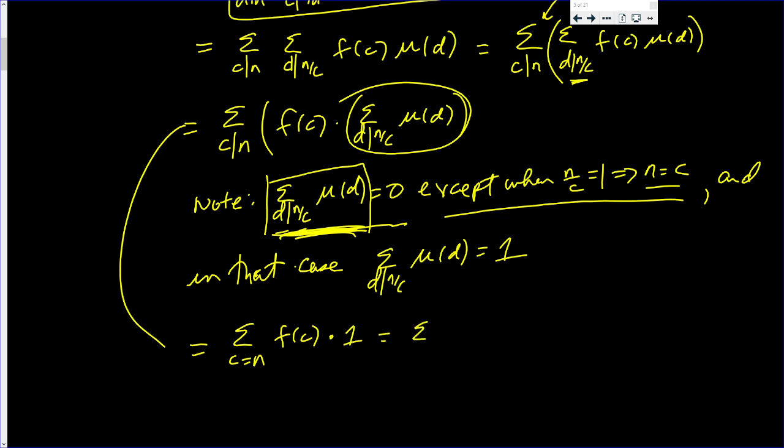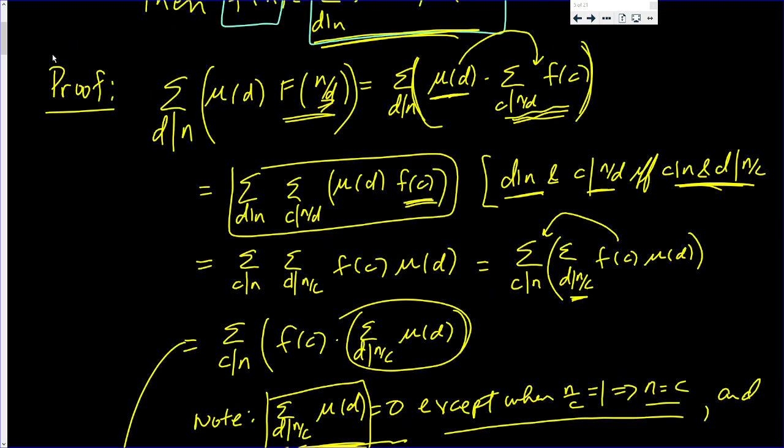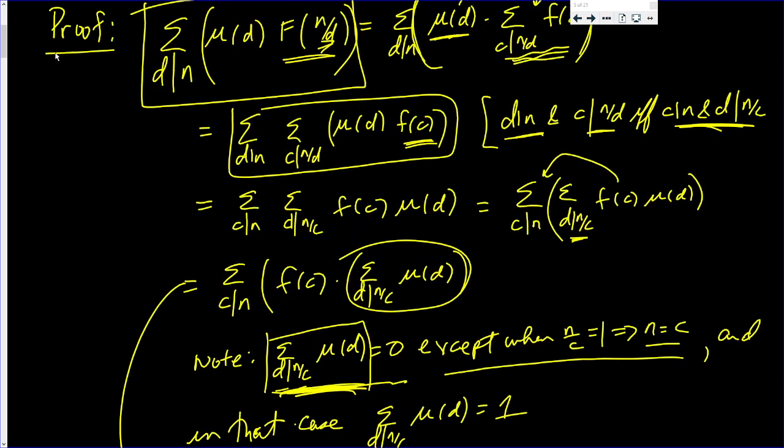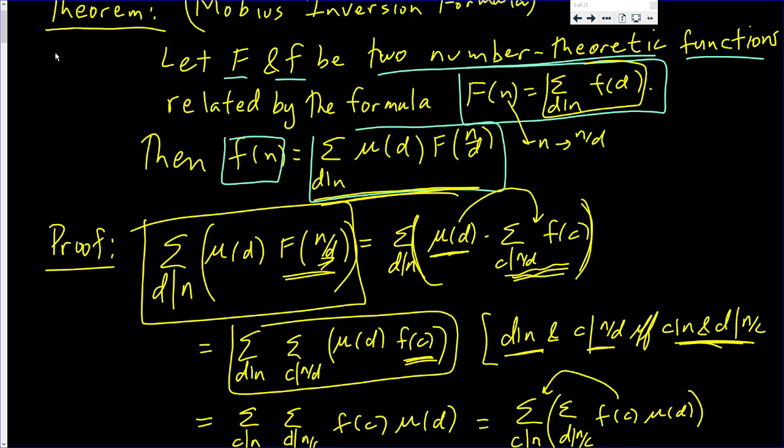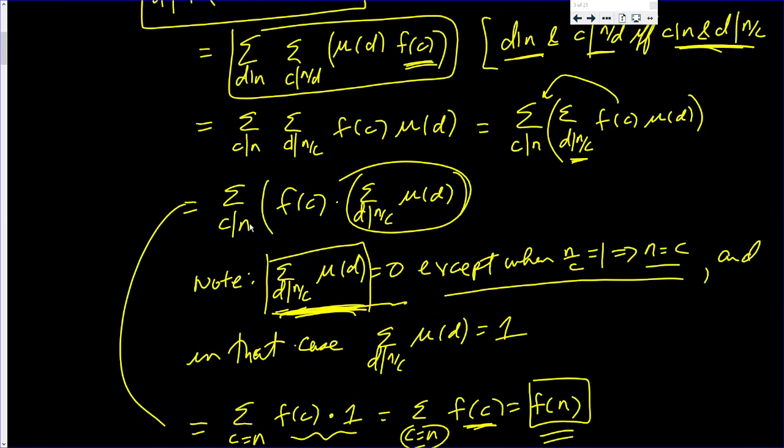Well, this is the summation as c equals n. This product is just f of c, and c is n. There's only one value for c. I'm going to sum over all of these values of f of c, but there's only one value. And that value of c is n. That's what I wanted to show. I wanted to show that this right here is equal to f of n. That's exactly what the theorem told me to show. That's what I showed. Proof is done.